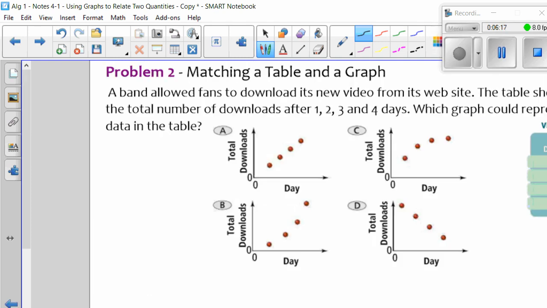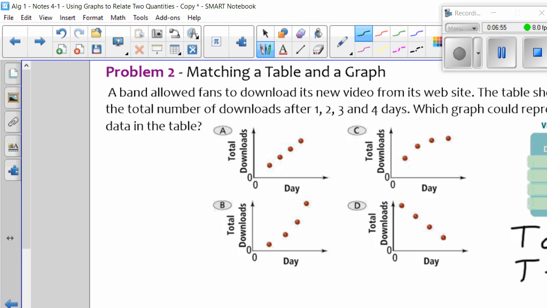All right. This next one, we're going to have a chart over here. This is called a T chart or a T table, because it's in the form of a T. All right. And what we're looking at is there's this band, and they've made some videos they put on their website, and they're kind of tracking the downloads of this video, and they're kind of seeing how many are done each day.